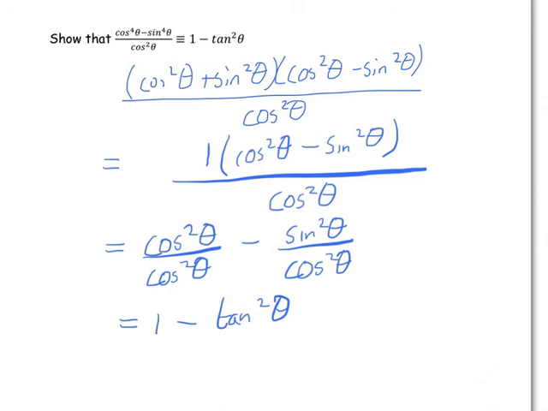So remember, you must learn those two trig identities: sine squared theta plus cos squared theta is equal to 1, and tan theta is equal to sine theta divided by cos theta.